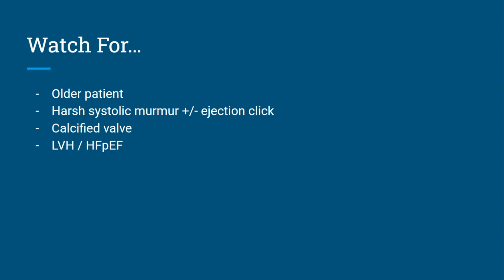Last slide, just watch for an older patient. It's usually an older patient. That's the most common cause of aortic stenosis. So that's why I'm saying, look for the older patient, and look for the harsh systolic murmur, plus or minus an ejection click. You might not always get the ejection click, but if they do give it to you, then there you go. They just gave you a free point, right? Look for the calcified valve and look for left ventricular hypertrophy, because these two go hand in hand essentially.